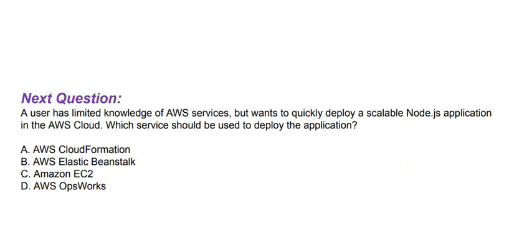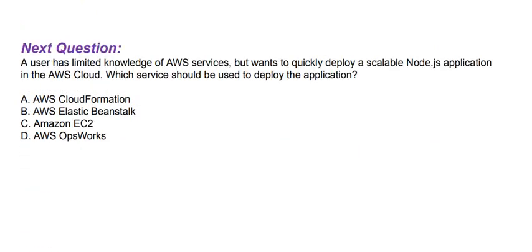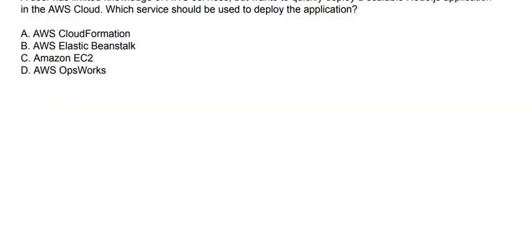Next question is, a user has limited knowledge of AWS services but wants to quickly deploy a scalable Node.js application in the AWS cloud. Which service should be used to deploy the application? Option A, AWS CloudFormation. Option B, AWS Elastic Beanstalk. Option C, Amazon EC2. And option D, AWS OpsWorks. The correct answer is option B.